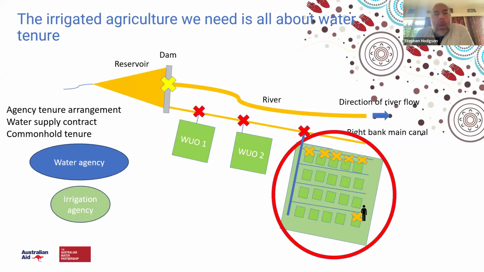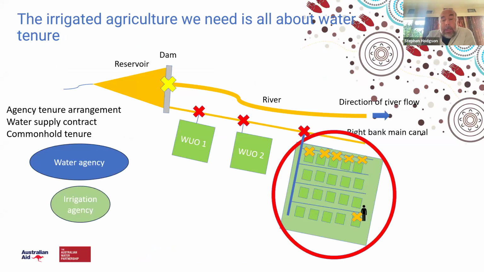So why does it matter if you're not a government? Well, first of all, if you want to eat, we all want to eat. We all need to rely on irrigation more and more because of the increasing demand for food. So irrigated agriculture, particularly on public irrigation schemes, is all about water tenure arrangements.